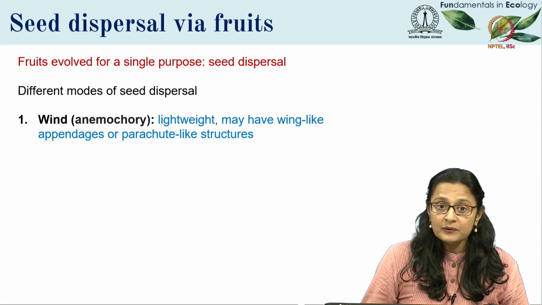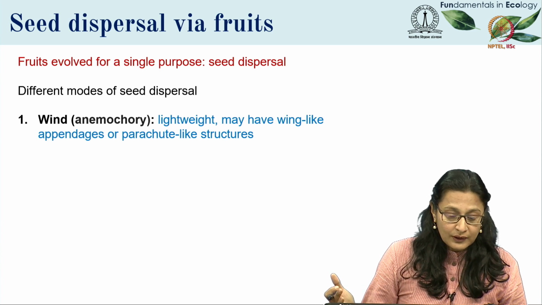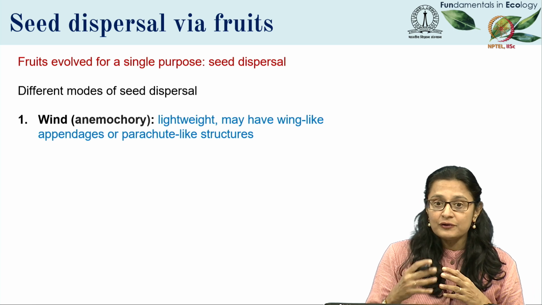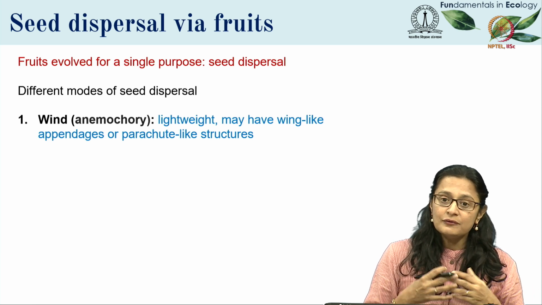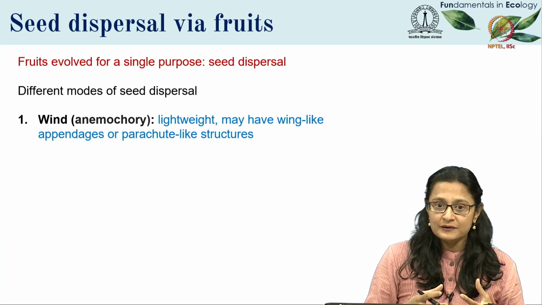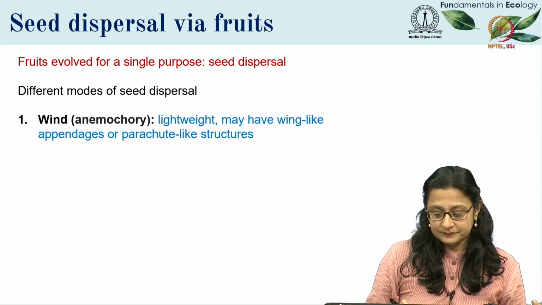So one of the most common ones is wind dispersed seeds. If you're a wind dispersed seed, you are lightweight, you may have wing-like appendages or parachute-like structures. And so you've evolved these traits, or seeds that are wind dispersed have evolved these traits, in order to be carried long distances.